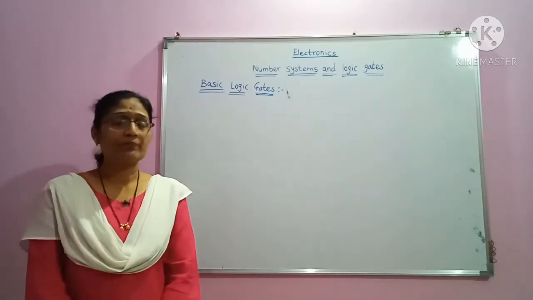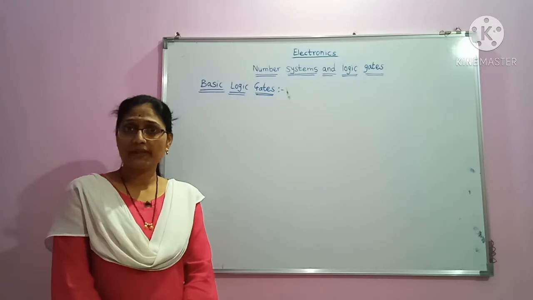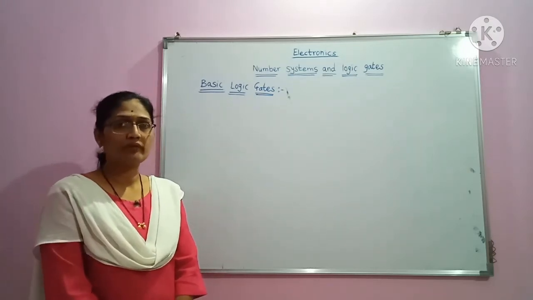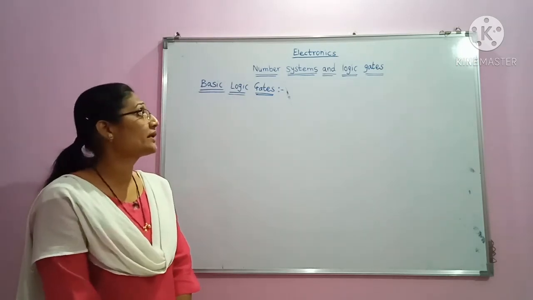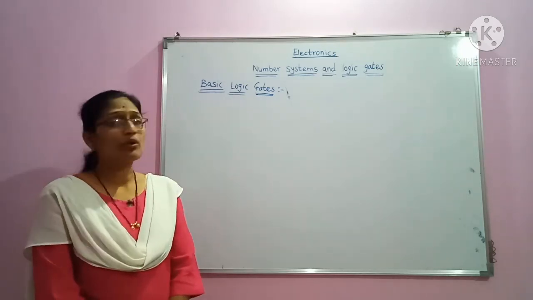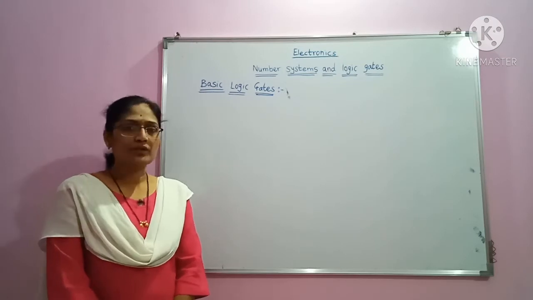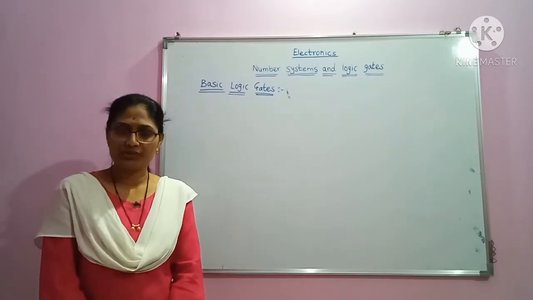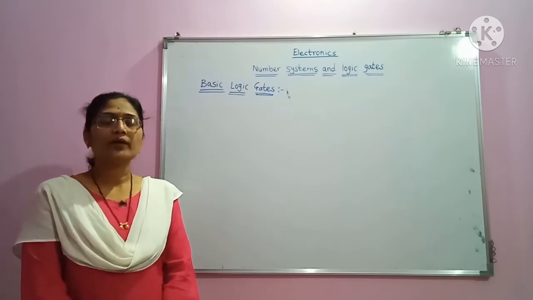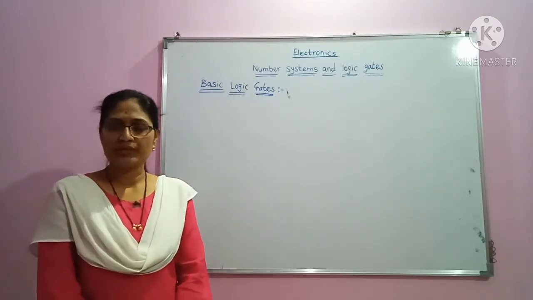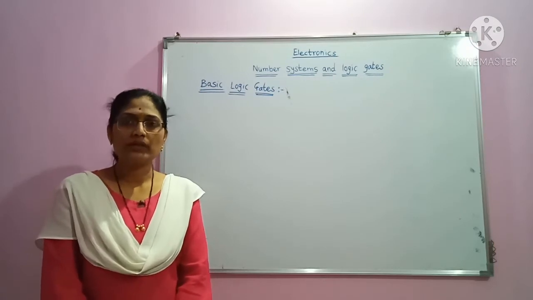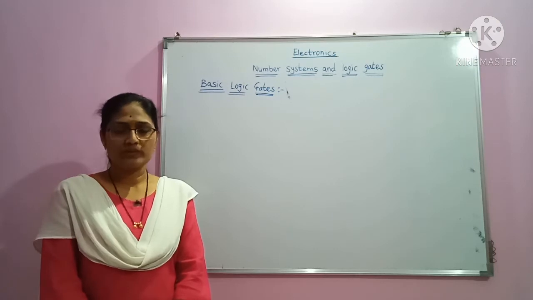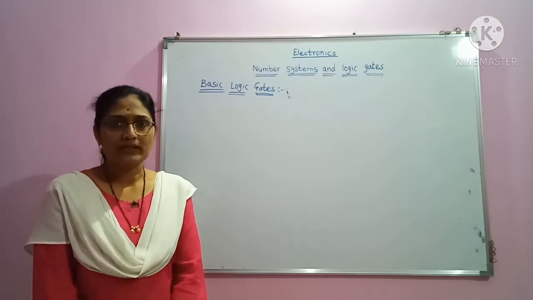We have started our chapter, number systems and logic gates. We have covered the points related to number systems, and during our last lecture, we started the topics related to logic gates. During the introduction, I told you that logic gates are the basic building blocks of digital systems, and their input and output have two states: either on state, off state, or zero state, one state, true state or false state, low state or high state.